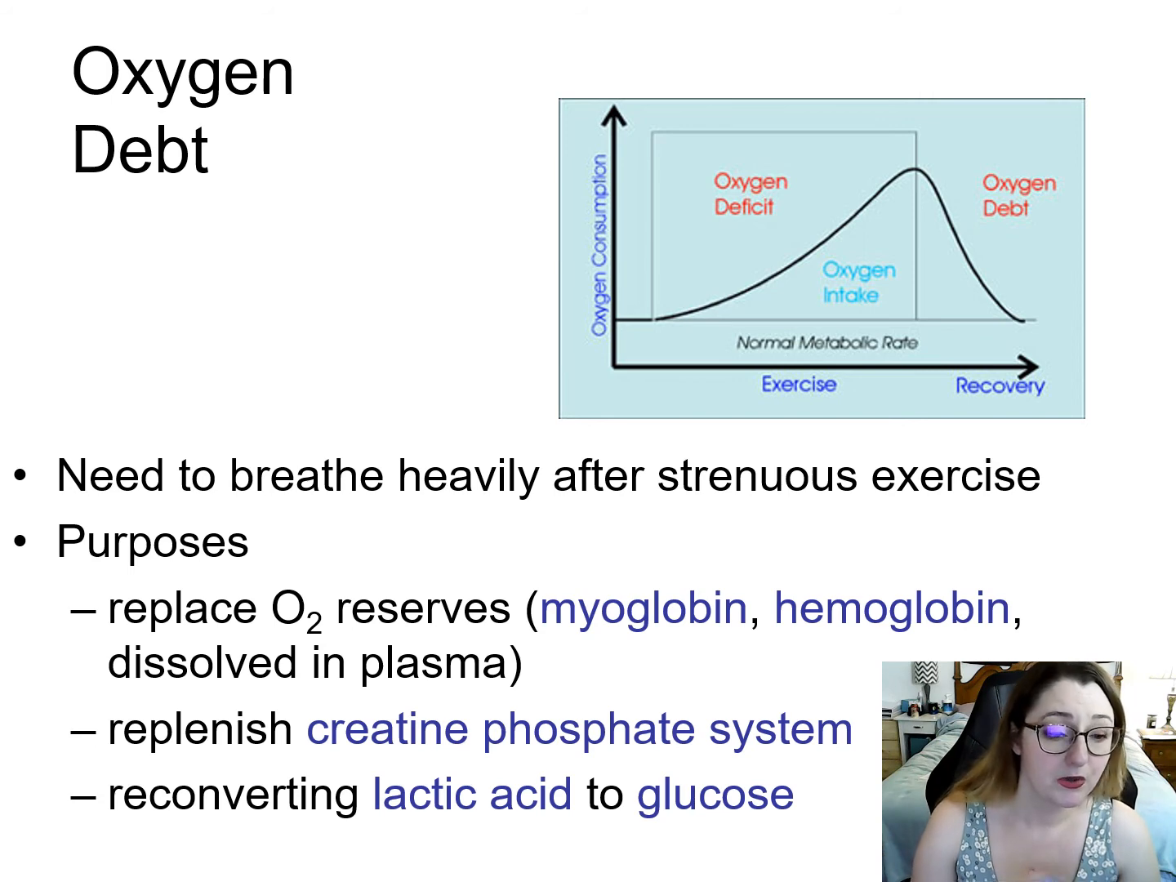You are going to need to replenish your creatine phosphate system as well, and you also need oxygen to reconvert lactic acid to glucose. So once that lactic acid is built up in your muscles, you've got to find a way to get rid of it. It just can't be like flushing a toilet and just letting it go. It needs to be converted into glucose, which is sugar.